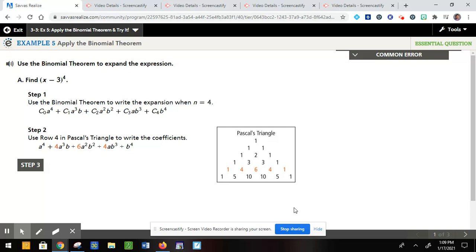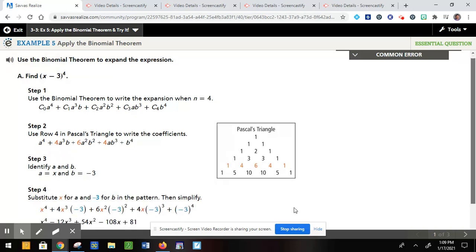The coefficients we're going to get off of the triangle, so 1, 4, 6, 4, and then 1. So now it's like substituting in what the original was asking for. So in this case, everywhere there is an a, you're going to substitute in x. Everywhere there's a b, you're going to substitute in -3. So if the binomial is minus, then that negative is part of it. So -3.